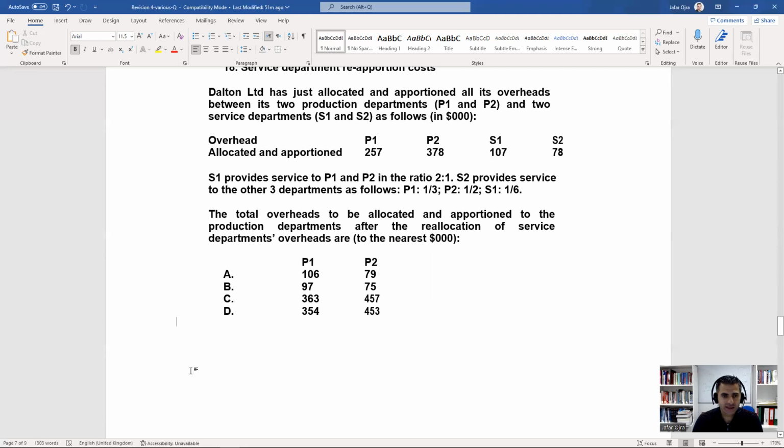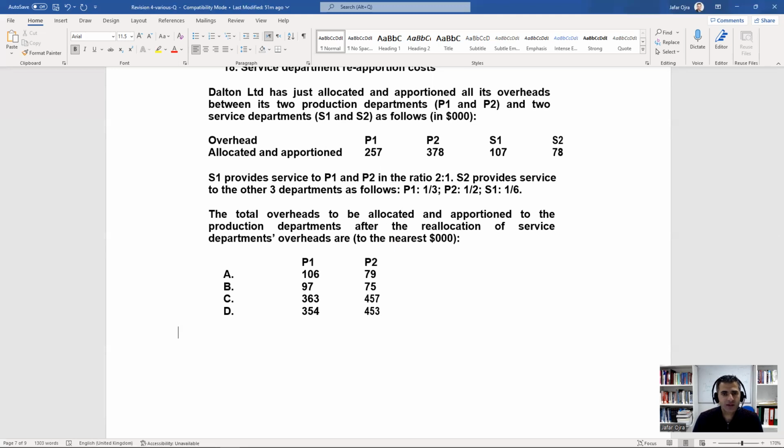Question 18. Dalton Limited has just allocated and apportioned all its overhead between its two production departments. So we have here two production departments, P1 and P2, and we have two service departments, S1 and S2, as follows.